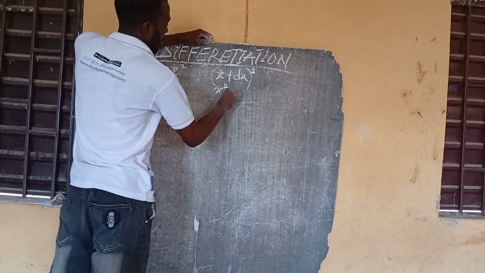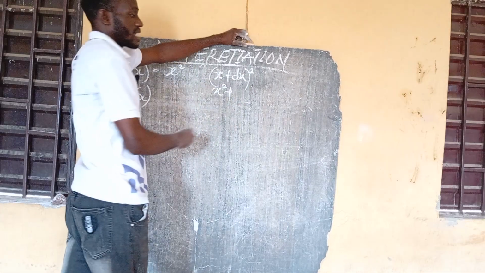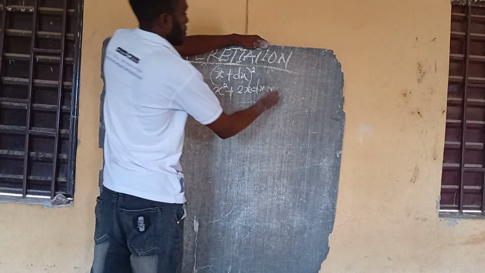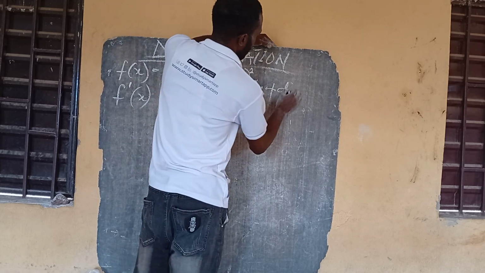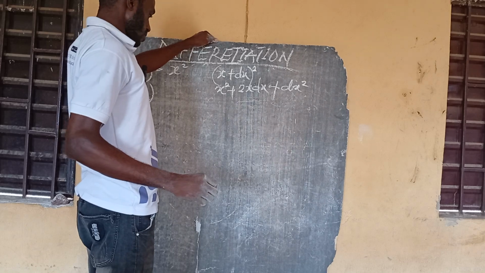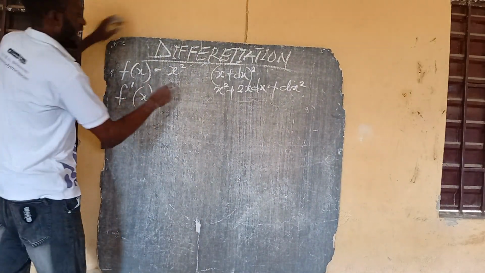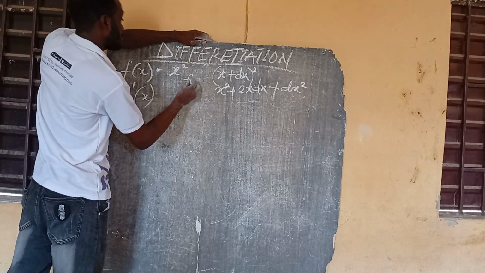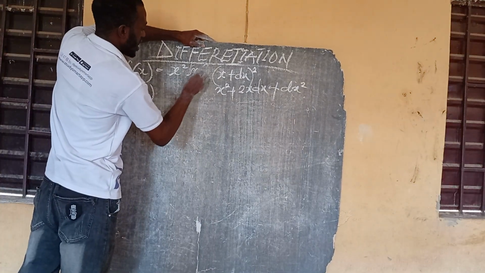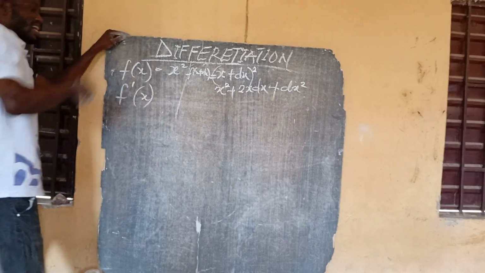And by the time we square this, x squared becomes x squared plus, we multiply this guy by this guy: x times dx, x dx times 2, 2x dx, plus dx squared. Okay. All right. So if my f of x is this, that's what I'm saying, then f of x plus dx will now be this. Does that make sense?